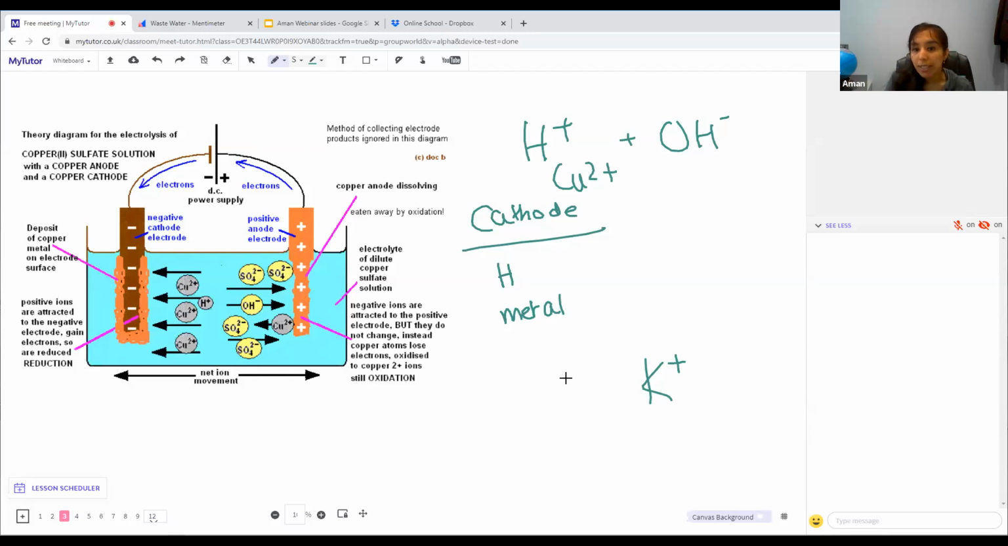So potassium is quite stable as an ion. It likes to stay as an ion, and that's because it likes to lose its outer electron to become a potassium ion. It's very reactive. Copper's not that reactive, so it's happier to gain its electrons and become copper metal. So that's why copper is formed at the cathode.